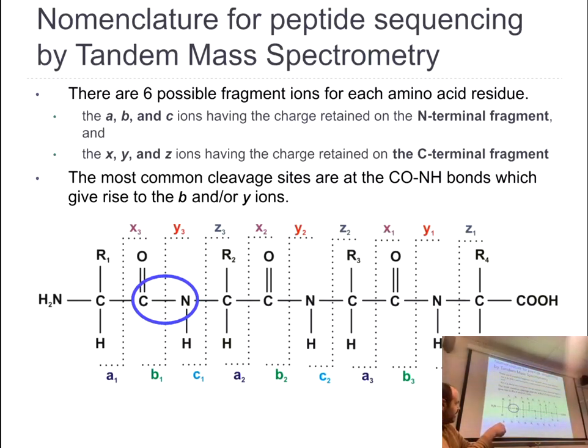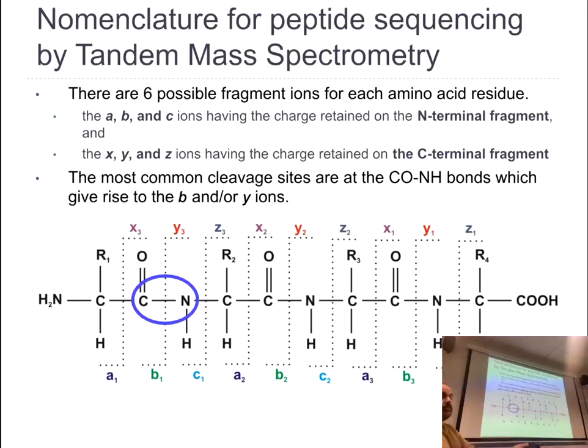You have A, B, C ions. Can you see how I've got these lines following? I'm showing you which bond fragments. And then I've got this line. Now, why do I have this line? Remember we said that everything in mass spectrometry is charged.